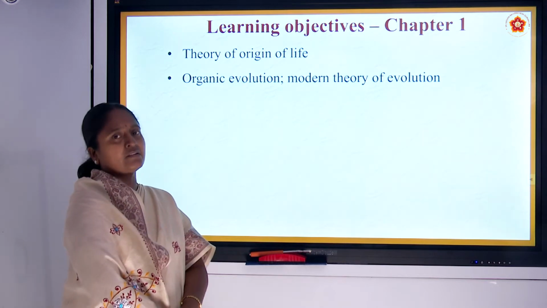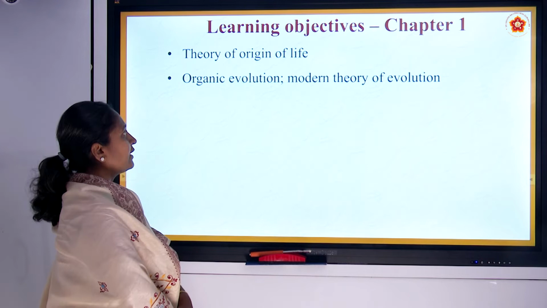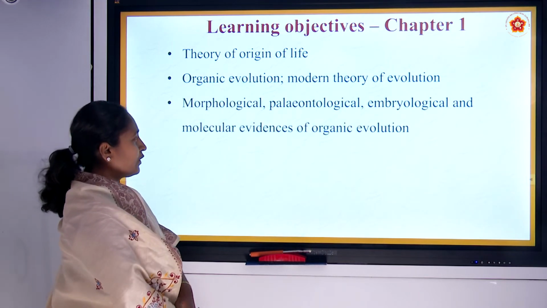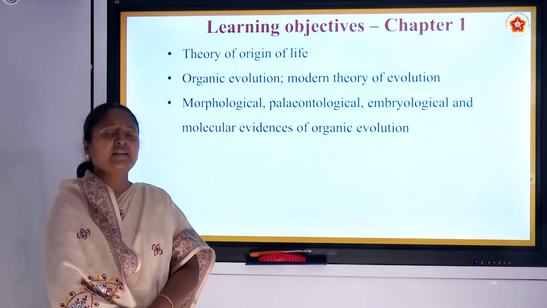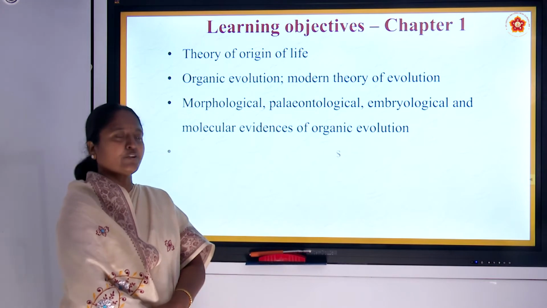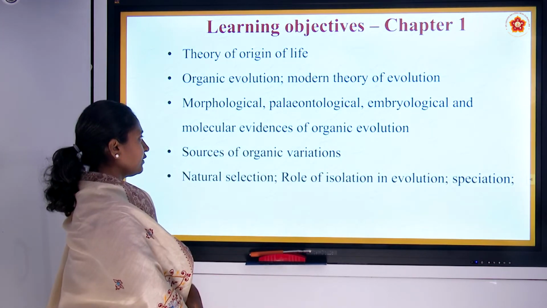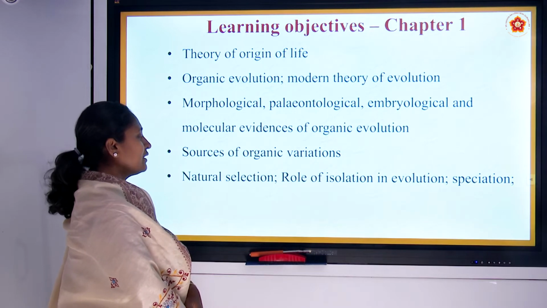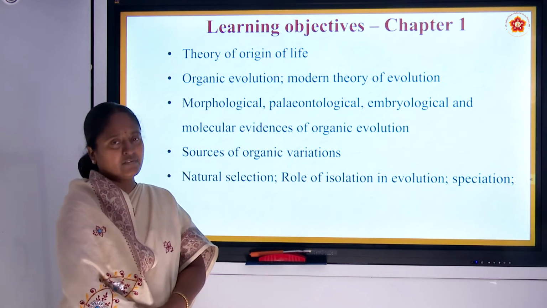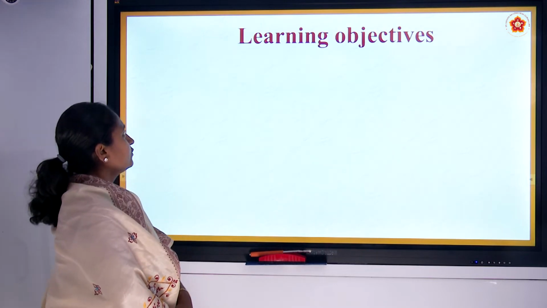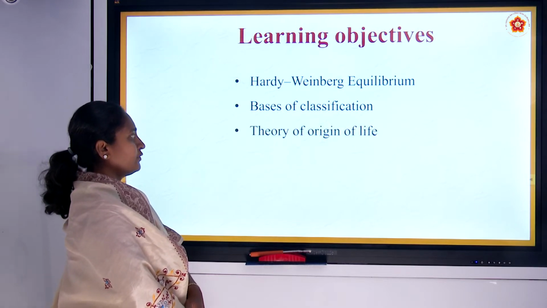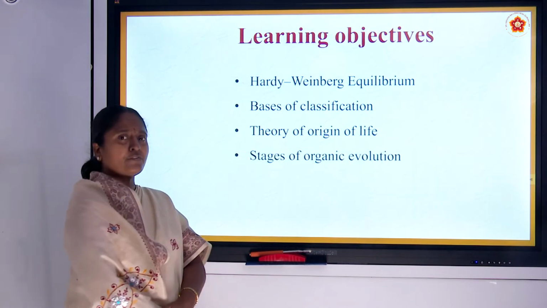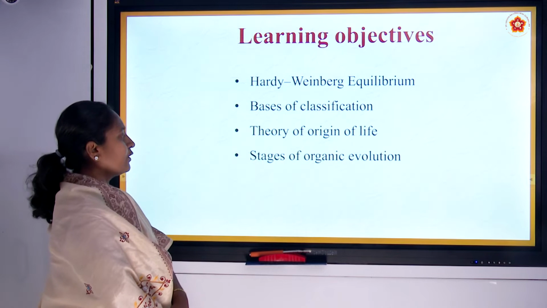We are going to see all the different kinds of theories and also the modern theory of evolution. Then morphological, paleontological, embryological and molecular evidences of organic evolution we are going to learn. Then we are going to see the sources of organic variation, natural selection, role of isolation in evolution, finally speciation. So, we are going to study Hardy-Weinberg equilibrium, basis of classification, theory of origin of life, then stages of organic evolution. This is what we are going to see today.